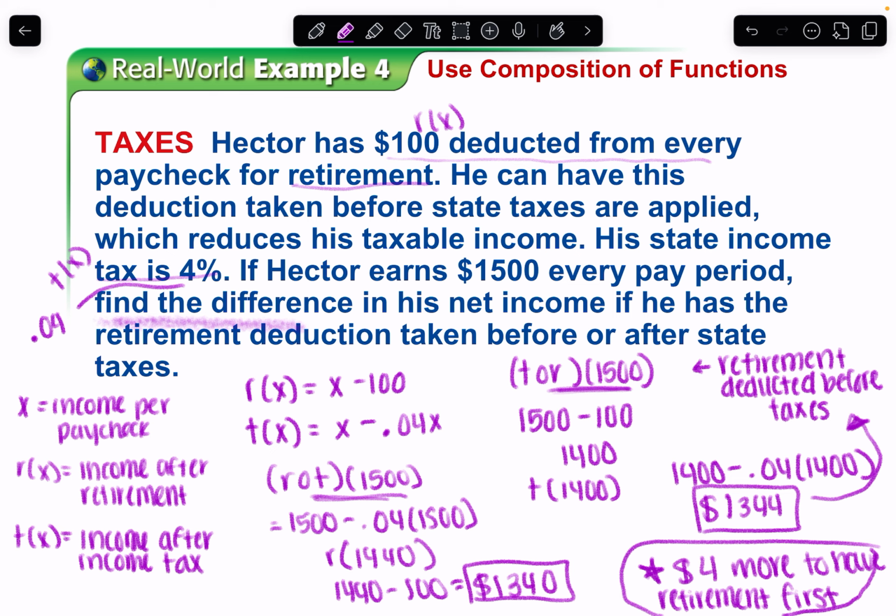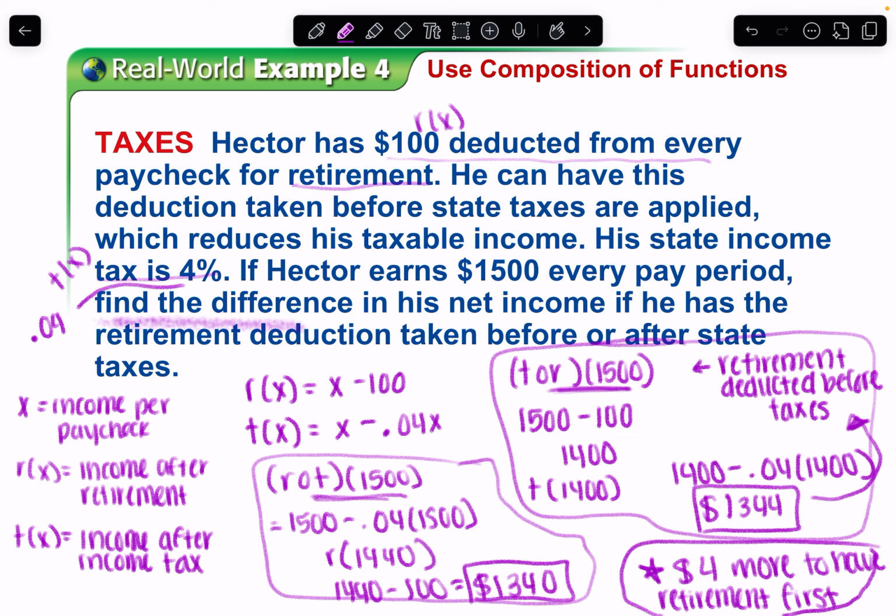So that's really what that question is asking. This is all the work to find this part, and then this is the work to find my second step of taxes first, then retirement. That is it for Chapter 6, Lesson 1.